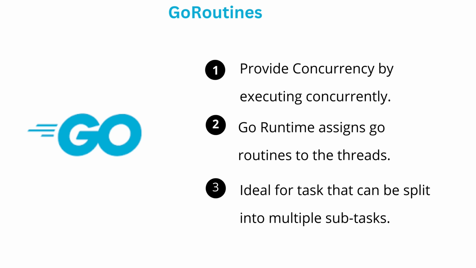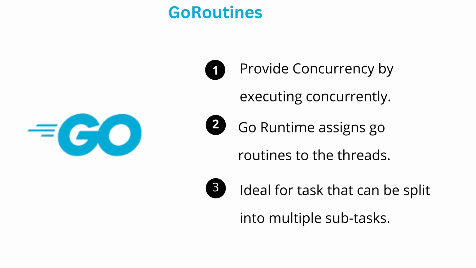What do we mean by concurrent fashion? We mean that unlike a regular function, that particular function is not going to block that particular thread, just like asynchronous programming. We'll see shortly how it happens. And then the second point is that the runtime assigns Go routines to threads.